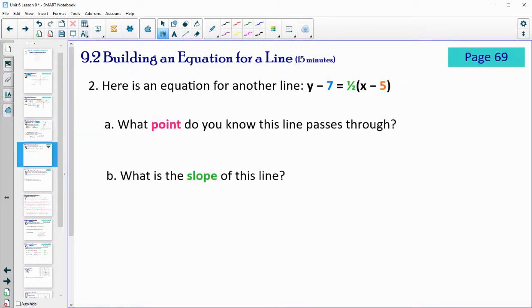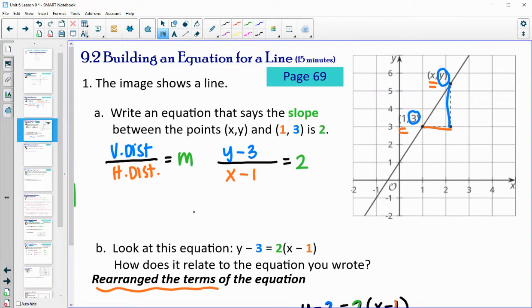Looking at number 2 here, they give us another equation written exactly like the second one. So if we go back here, remember we had a point that we plugged in, equal to a slope, and we manipulated it to look like this. So you can see that 3 being plugged in and that 1, and then the slope.